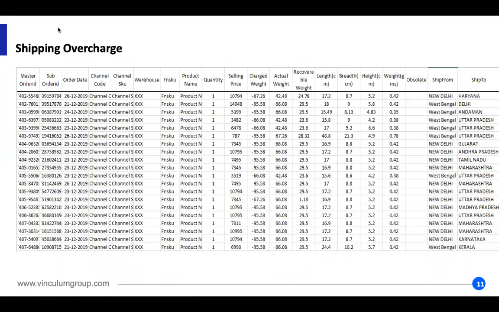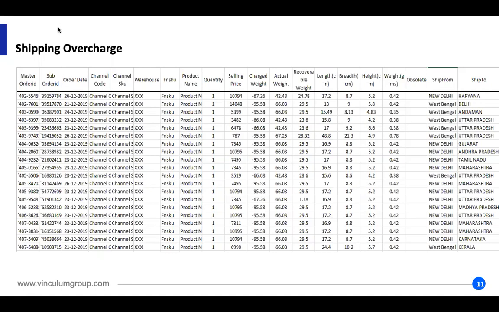Here is the sample shipping overcharge report that our system calculates. It basically has all the details of the orders where you have been charged extra. If you see carefully on the 7th or 8th column, there is a component called the selling price, where this particular item was sold at 10,794 rupees. Just next to it, you will see 67.26, which is the shipping charge that the marketplace has charged you.